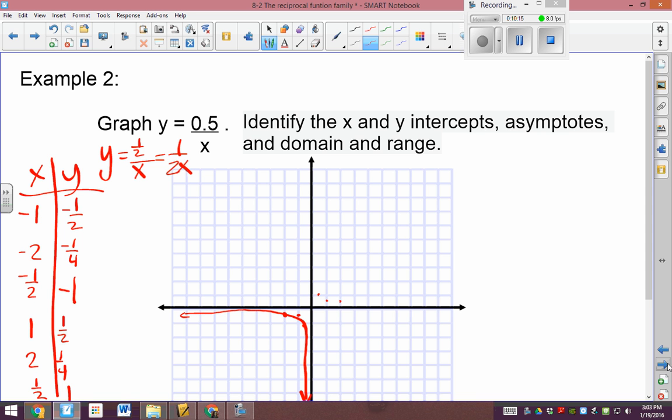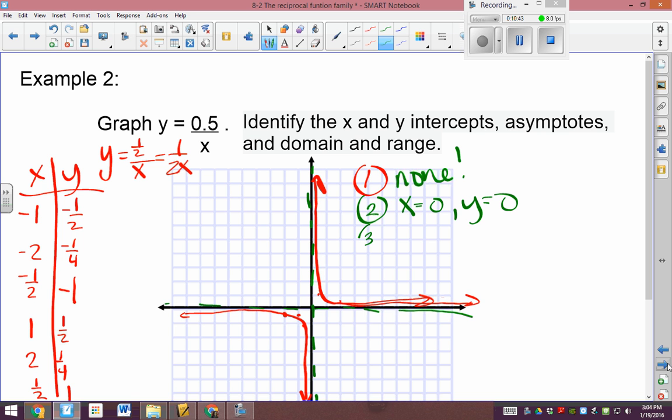Be careful, don't cross the X and Y axis. The lava. And it doesn't curve back up, it gets closer. Do your best. The X and Y intercepts don't look like they cross, so none. Asymptotes, same as before: X equals 0 and Y equals 0.